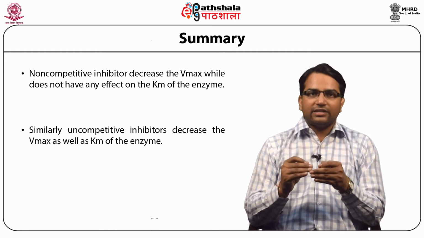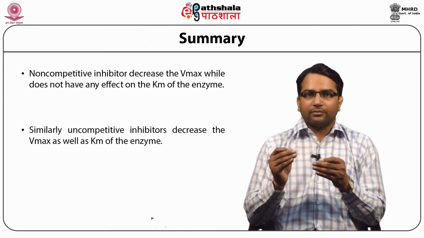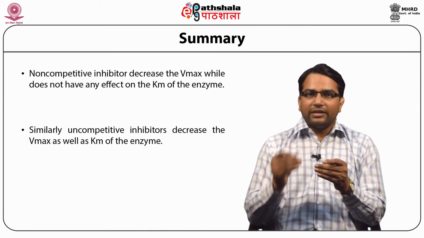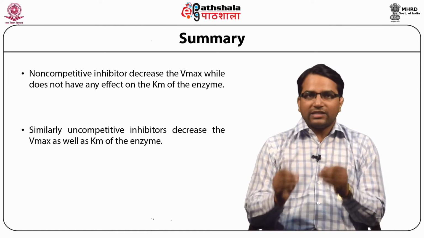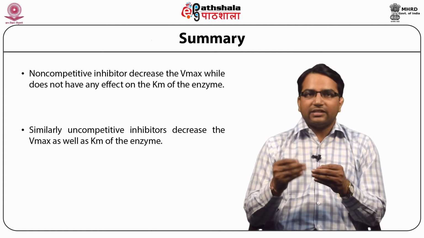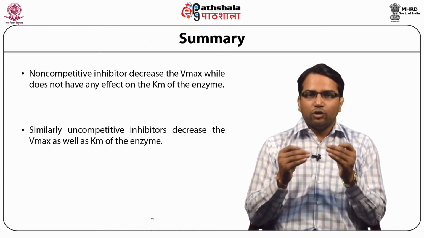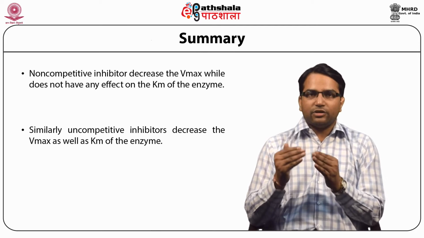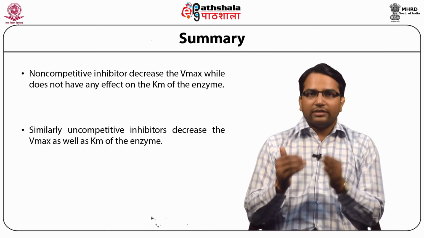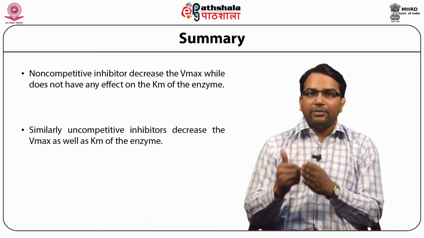Similarly, we have also discussed the uncompetitive mechanism of inhibition, where the uncompetitive inhibitor decreases the Vmax as well as the Km. We discussed why an uncompetitive inhibitor decreases the Km. This is because of a shifting of equilibrium. When enzyme combines with the substrate it produces the ES complex, and the uncompetitive inhibitor binds to the ES complex. So the equilibrium will shift toward the formation of more ES complex, therefore the Km decreases.